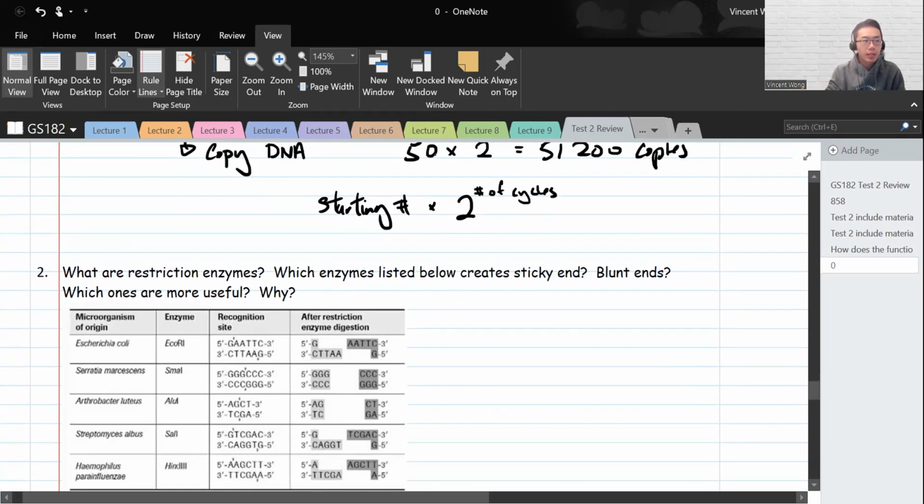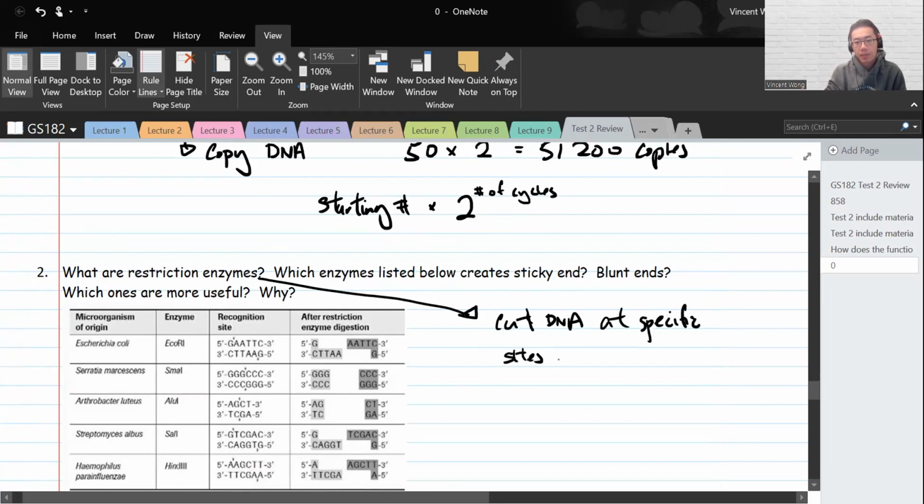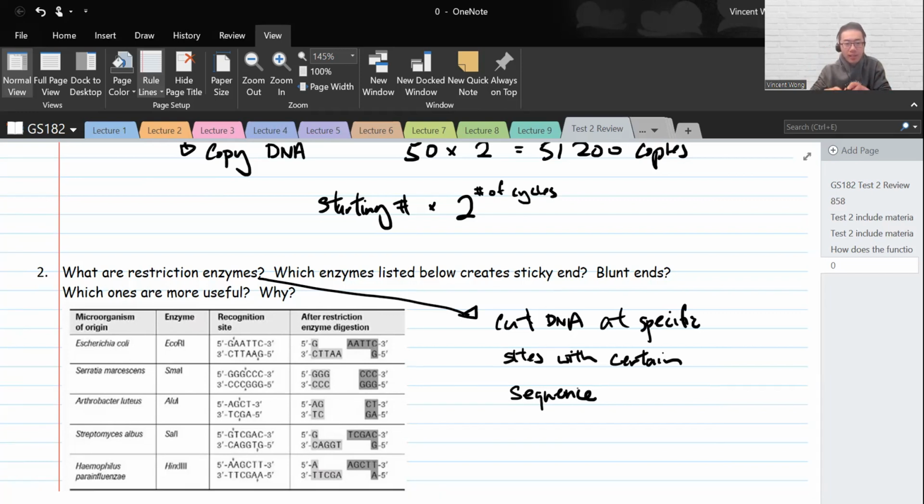What are restriction enzymes? They are going to basically cut DNA at specific sites with a certain sequence. Okay, so each one has a recognition site. They recognize a particular sequence and then they're going to cut it.